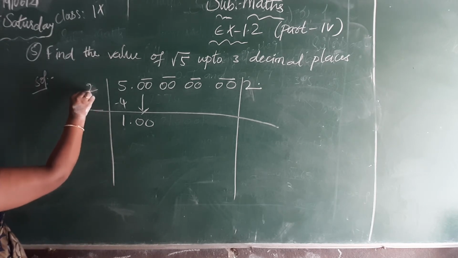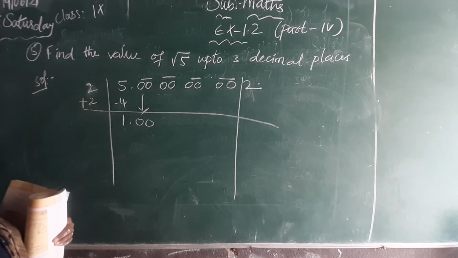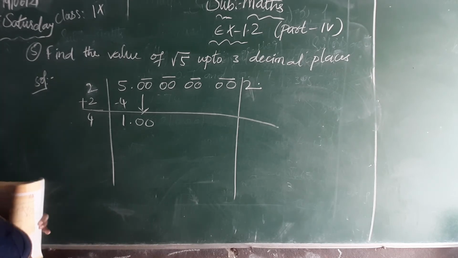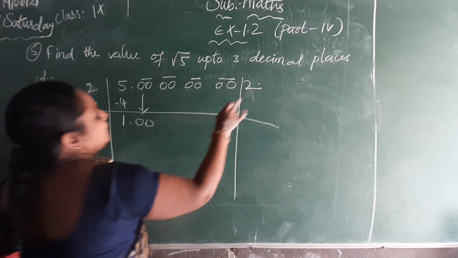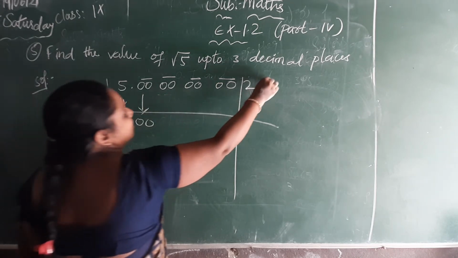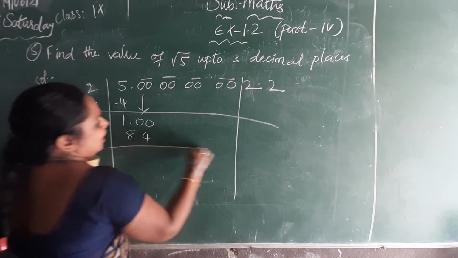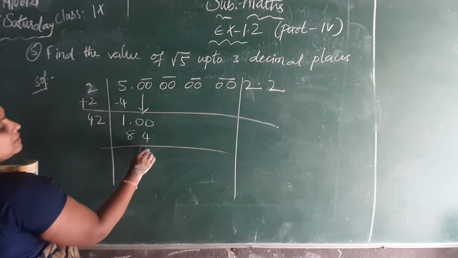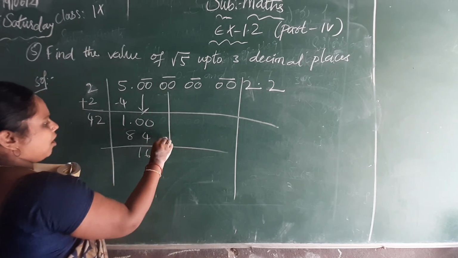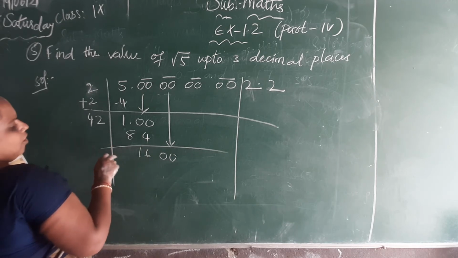What is your unit place? One digit only, we are having 2. It will be doubled: 2 plus 2, 4. What do we place here? The same digit, I told you. If I place 2 here, 2 here also. 42 twos are 84. 100 minus 84 is 16. Drop 2 more zeros.